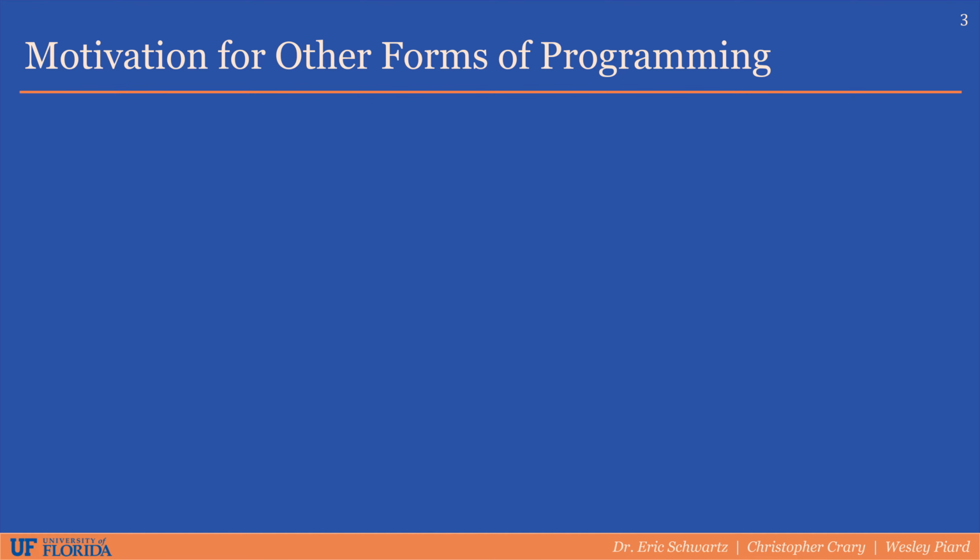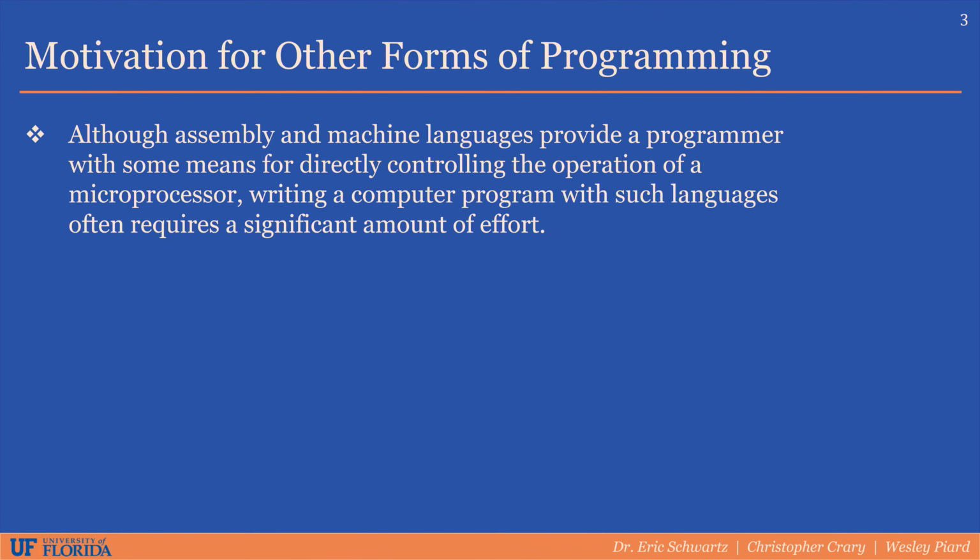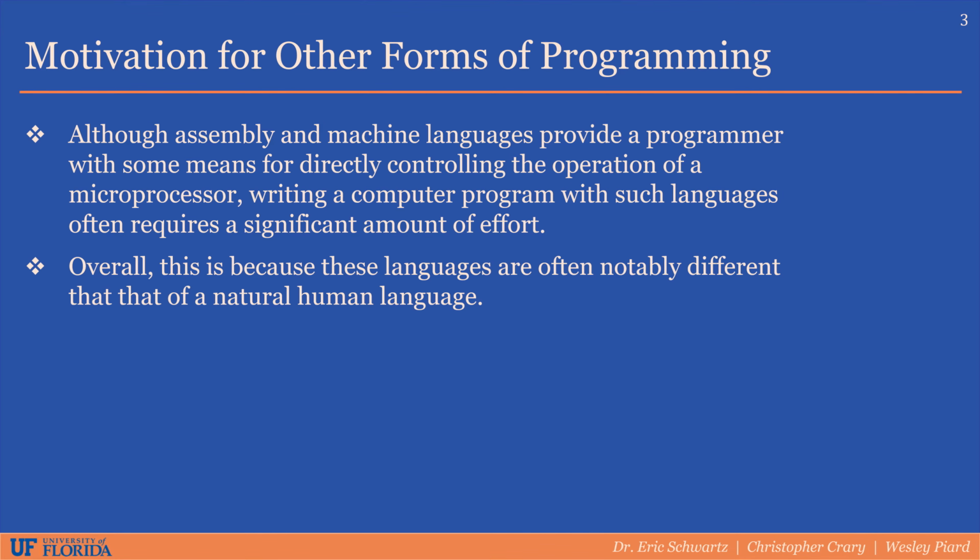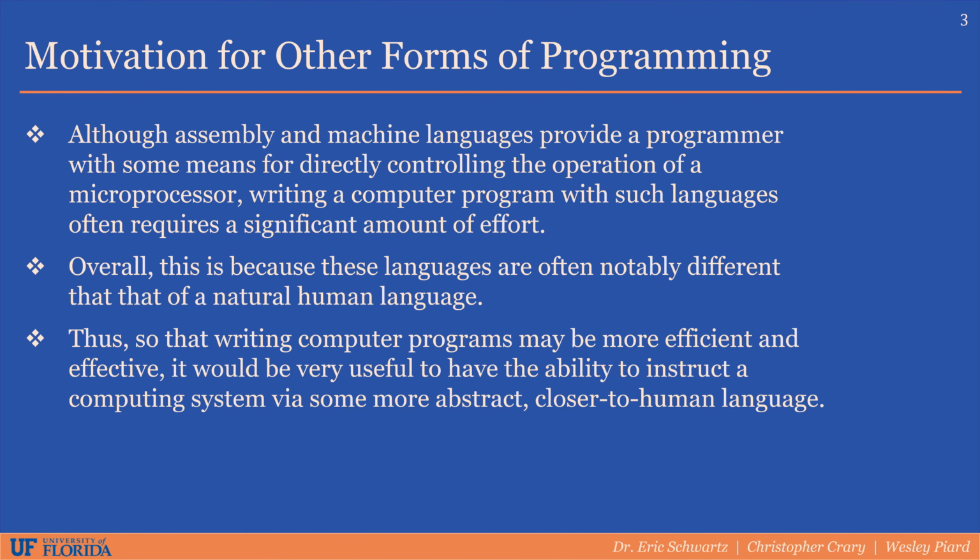To have some motivation for other forms of programming, let's first recognize the following. Although assembly and machine languages provide a programmer with some means for directly controlling the operation of a microprocessor, writing a computer program with such languages often requires a significant amount of effort. Overall, we can say that this is because these languages are often notably different than that of a natural human language. Thus, so that it would be easier for us to write computer programs in a more efficient and effective manner, it would generally be useful to have the ability to instruct a computing system via some more abstract, closer to human language.